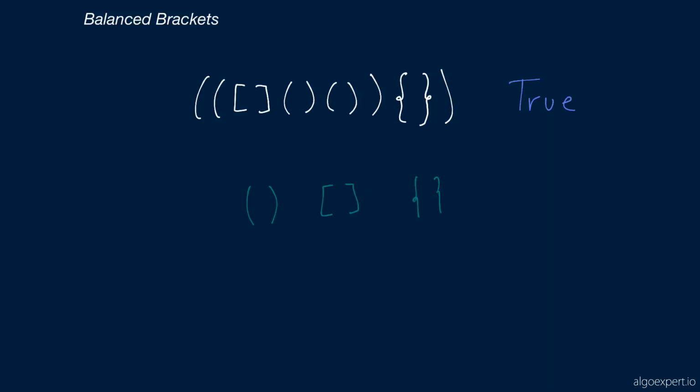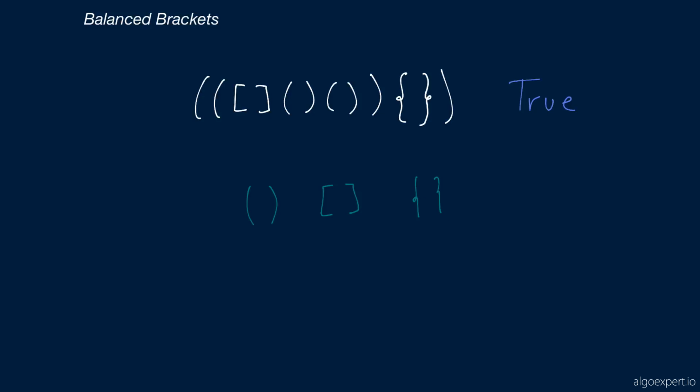And what you want to do is write a function that's going to take in a string of brackets and return a Boolean representing whether or not that string is balanced. Now, what we mean by balanced is the string needs to have as many opening brackets as it has closing brackets, and every opening bracket has to be correctly matched by an appropriate closing bracket.